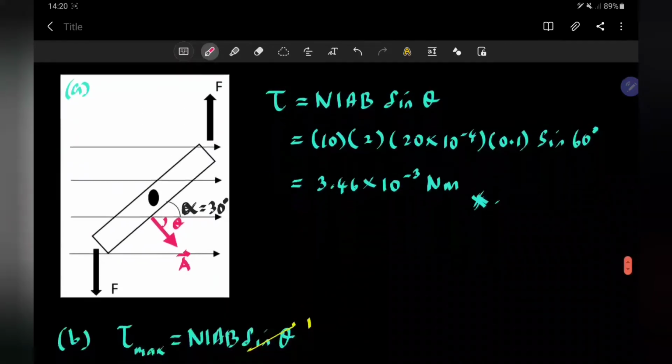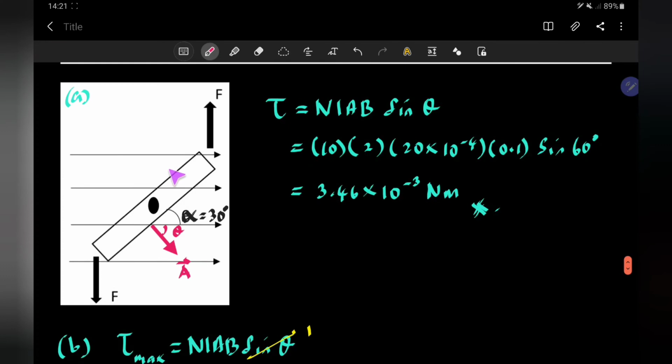Okay, what is the maximum torque? Okay, so this is the situation. Okay, this is the coil and this is our magnetic field. Alright, so the coil is just rotating now. So for this position, the angle given is 30 degrees between the coil and B.